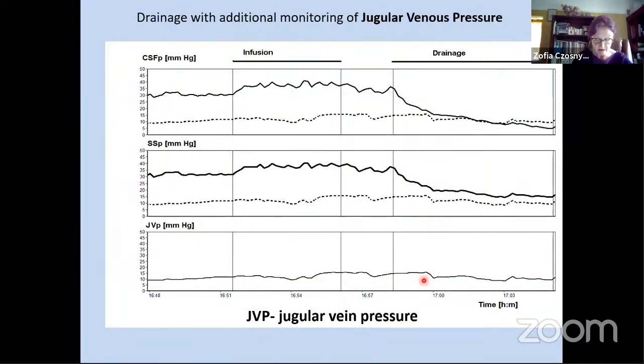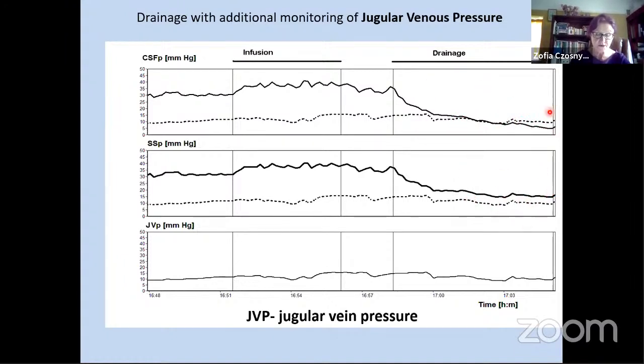In a few patients, after the end of infusion, we performed deep drainage of CSF with additional monitoring of jugular vein pressure, here marked with a dotted line. Here is cerebrospinal fluid pressure, this is sagittal sinus pressure, and the dotted line is jugular venous pressure on both trends. This was the infusion part, and then we performed drainage. So CSF pressure during drainage could decrease below jugular venous pressure, but sinus pressure always stayed above.